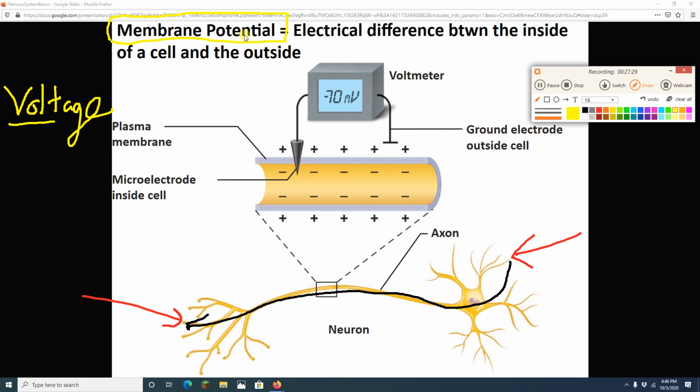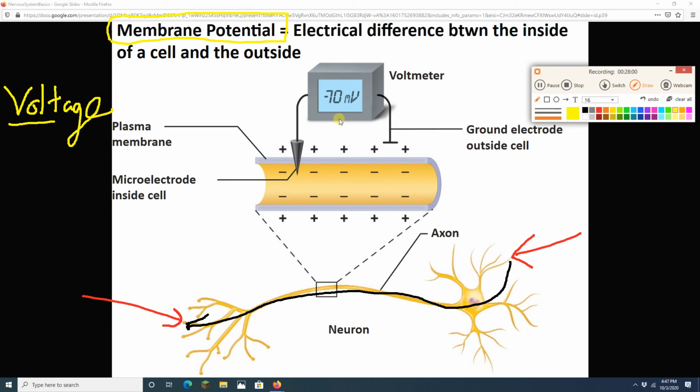Okay. Now, we can actually measure this voltage. We can take a voltmeter, which is just a device that measures this electrical difference, and we stick this very tiny electrode, called a microelectrode, inside a cell. We can measure the voltage of a neuron. I've actually done this. It is a very tedious, unfun job to do. I don't recommend that you do it. I did not enjoy it.